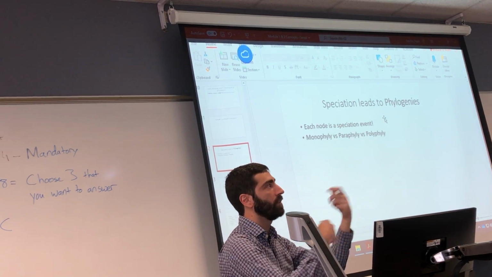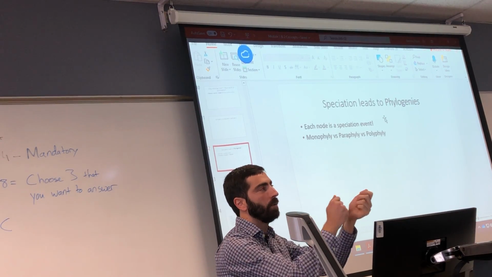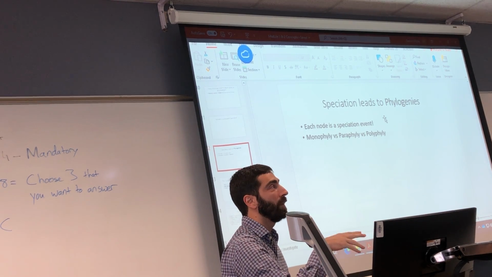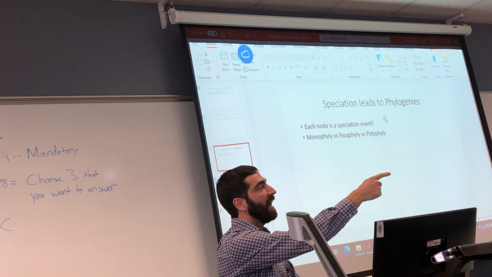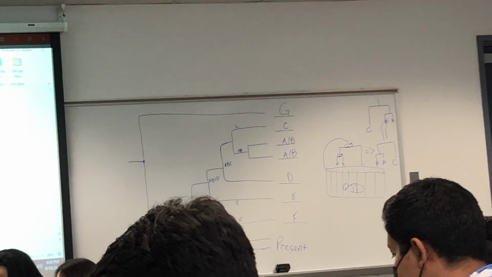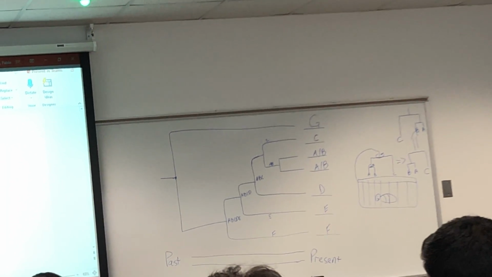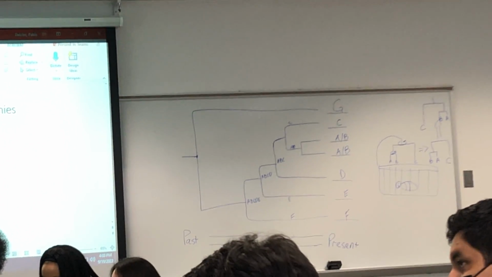So if we go along a timeline going to the present, we would say, looking at that whiteboard, that the population that would become species G separated from the population that would become species A through F. Then the population that would become species F separated from species A through E, and so forth, until you have the last speciation event, the divergent evolution of species A and B. But each node in a phylogeny represents some speciation event.